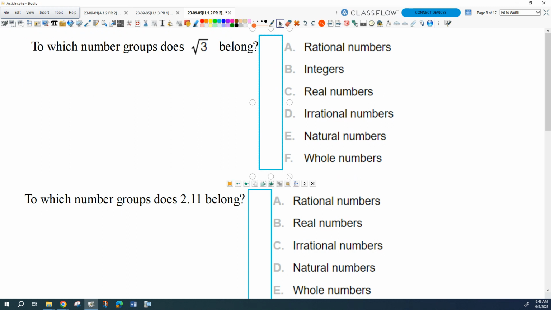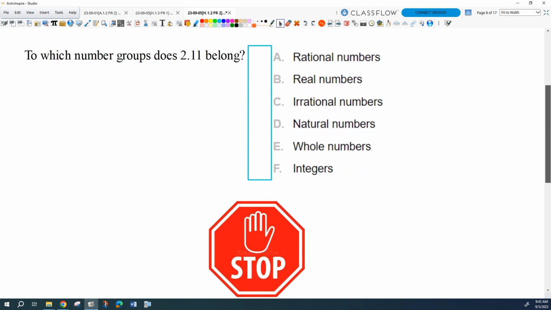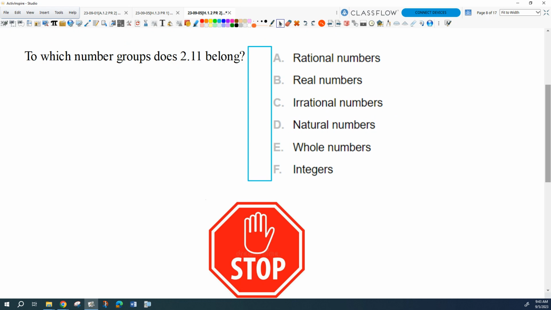Good. Okay. And then 2.11. What groups does that belong to? Real and rational. And that's it, right? It's not an integer. So if it's not an integer, it can't be any of the other subsets of integers. Good. Okay, so there's the rest of our discussion on number sets.